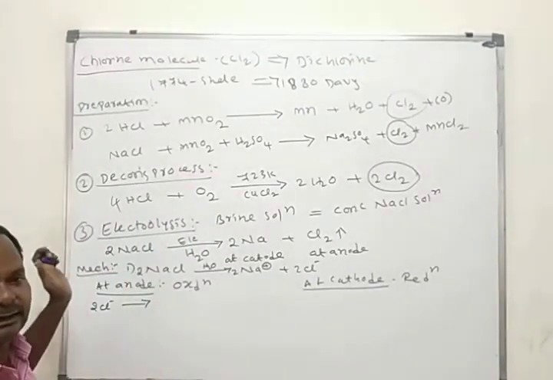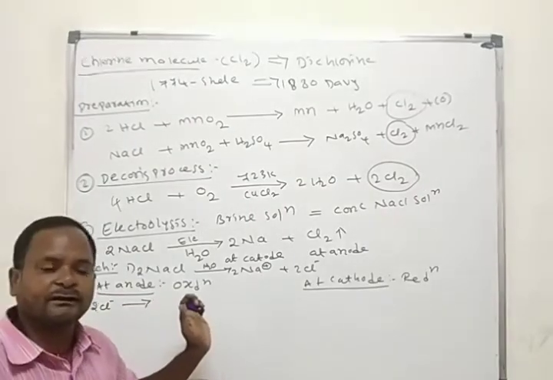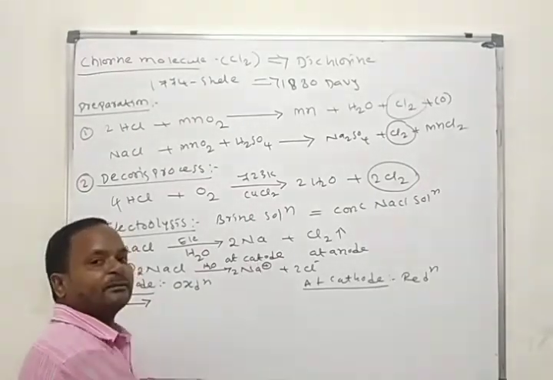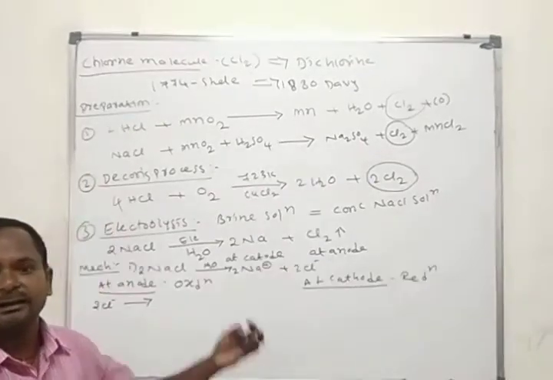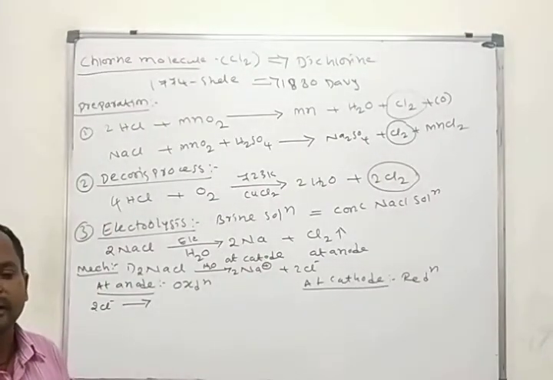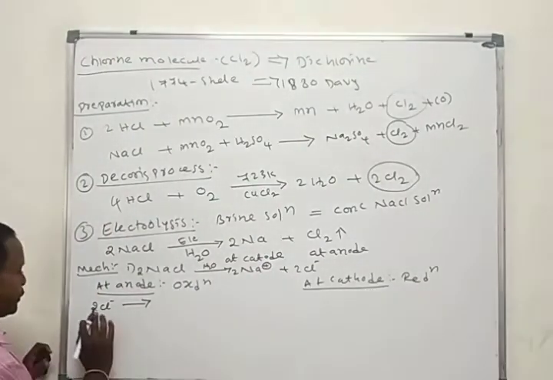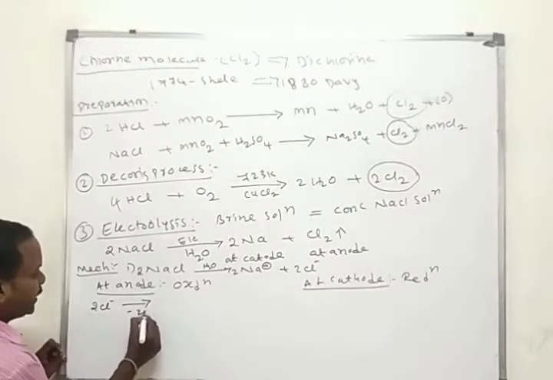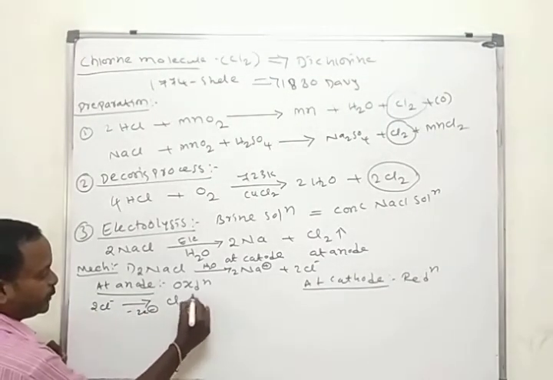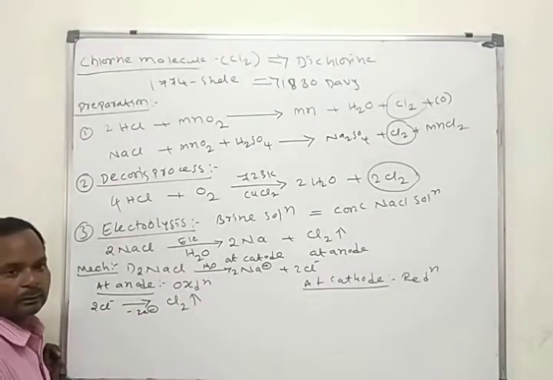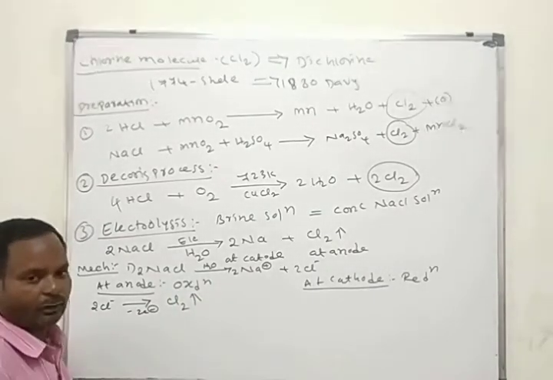Anode is always present at the left side of the electrolysis container. Cathode is always present at the right side of the electrolysis container. Here 2 Cl minus ions lose 2 electrons, and chlorine gas, dichlorine gas, evolved.